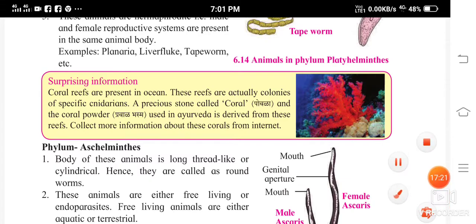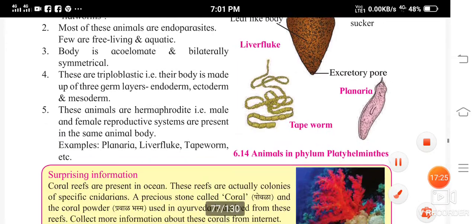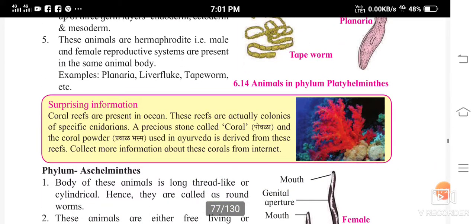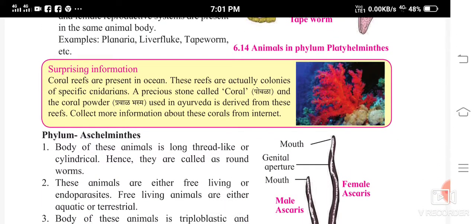Okay. Now let us see a small video clip regarding this Platyhelminthes. I'm sure you are enjoying these video clips, isn't it? Because by seeing this you enjoy, that is, you will be able to understand also. Okay, let us see this Platyhelminthes clip now. Platyhelminthes.